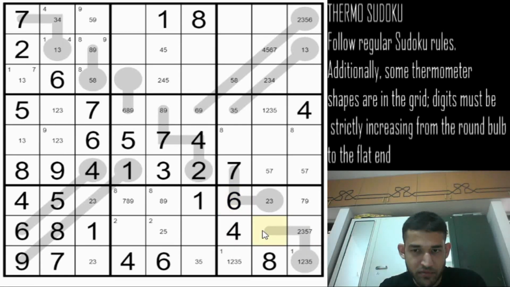This will be minimum 3 and maximum 9. So this will be 3 5 7 and 9 because 4 6 and 8 are in that box already. Okay, this could have been marked earlier. Now we have marked 1 and 3 here, so this will obviously have to be a 4.